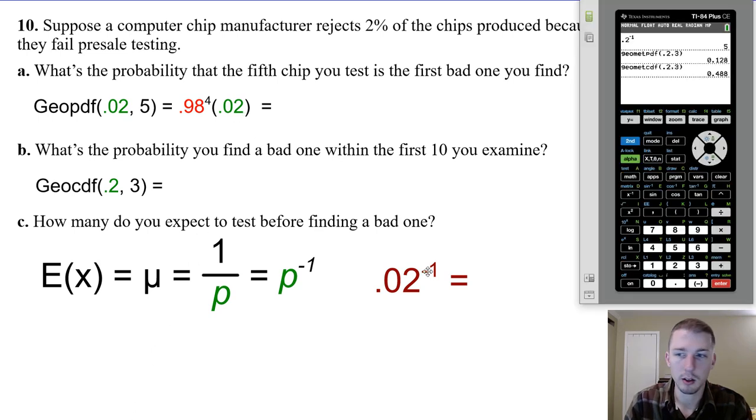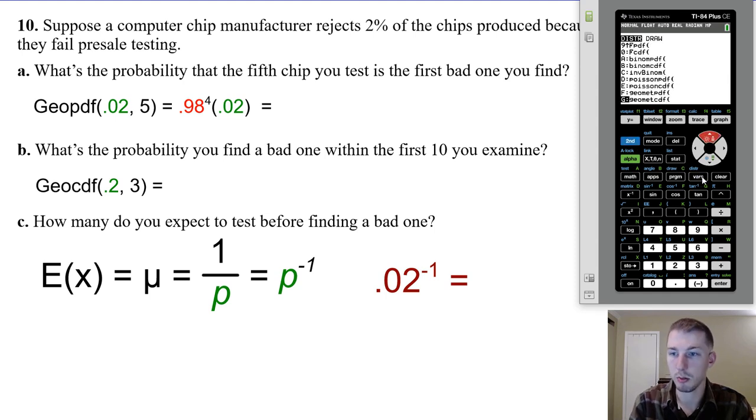And when we put that in the calculator, let me see what we get. So go to the distribution menu, geometric PDF, probability of success 0.02 or 2%. First success was on the 5th one, and then hit paste.